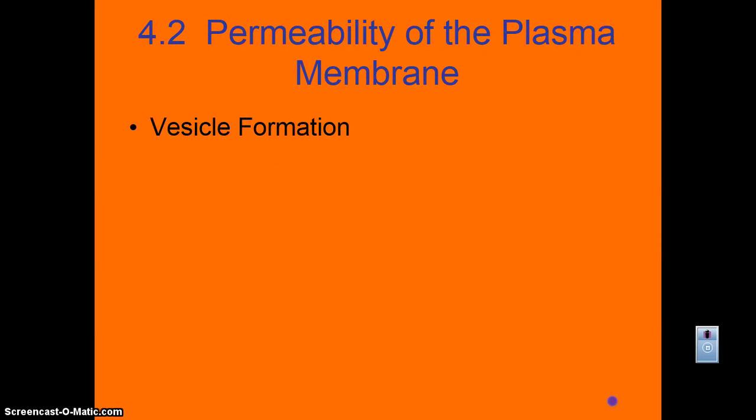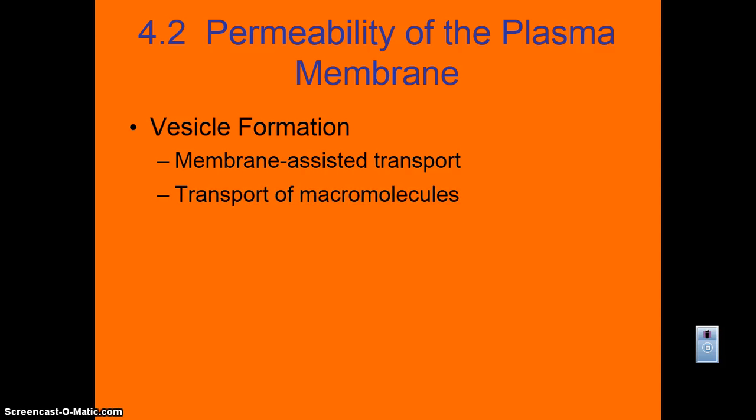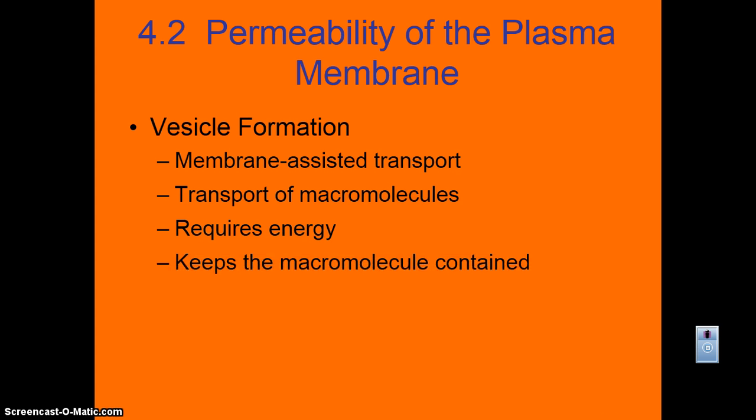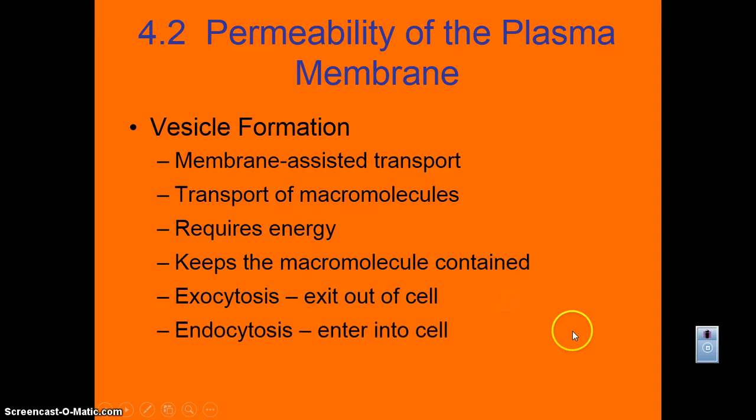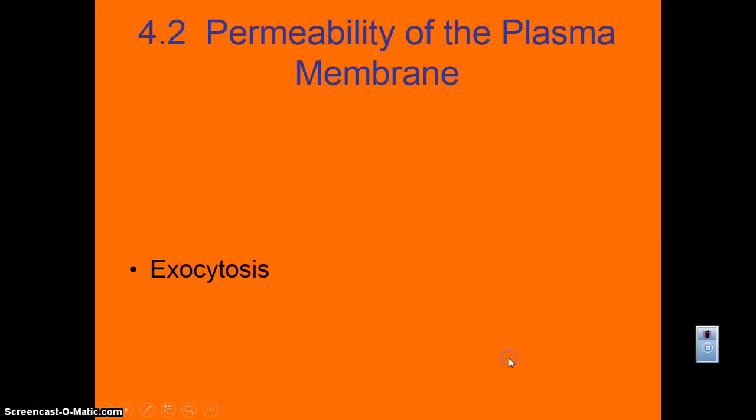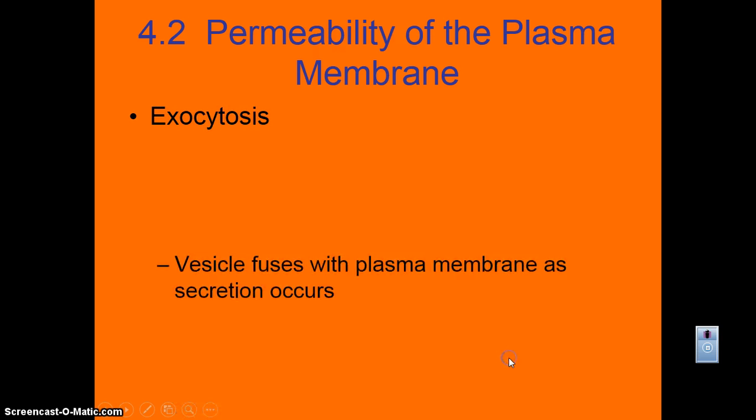We're going to look at vesicle formation. Sometimes we have trouble getting macromolecules into and out of the cell membrane. So we're going to form vesicles instead to get them out of the cell membrane, and this is going to require energy, and it keeps the macromolecule contained for transport. So if we're talking about exocytosis, we're going to form a vesicle that's going to take something out of the cell, and endocytosis is going to form one that goes inside the cell instead. Let's look at these a little bit more specifically.